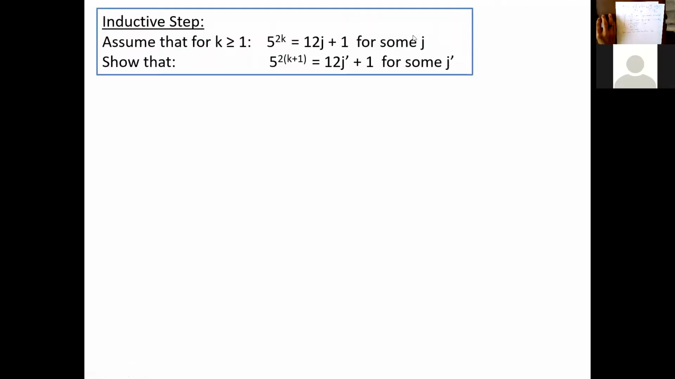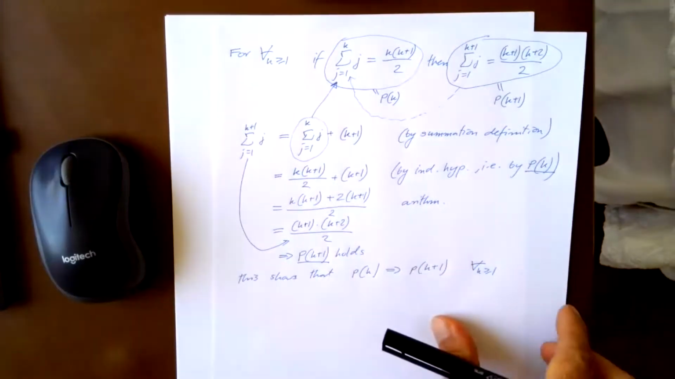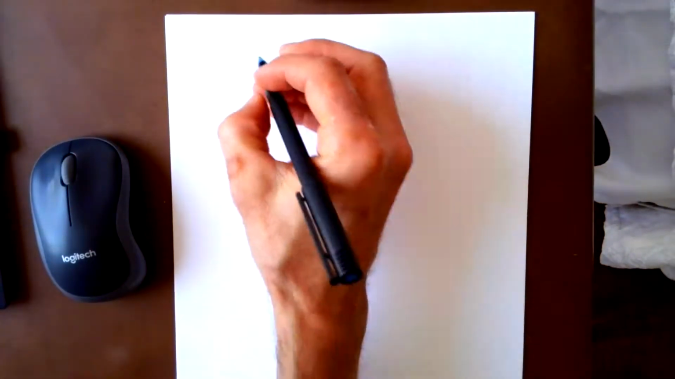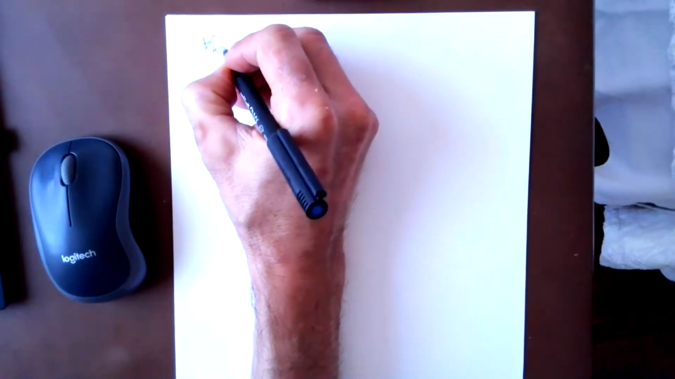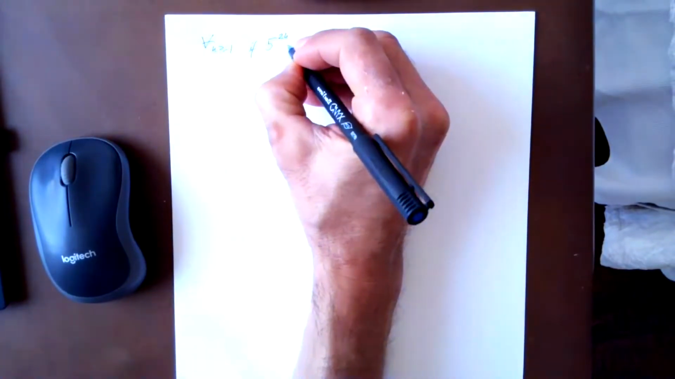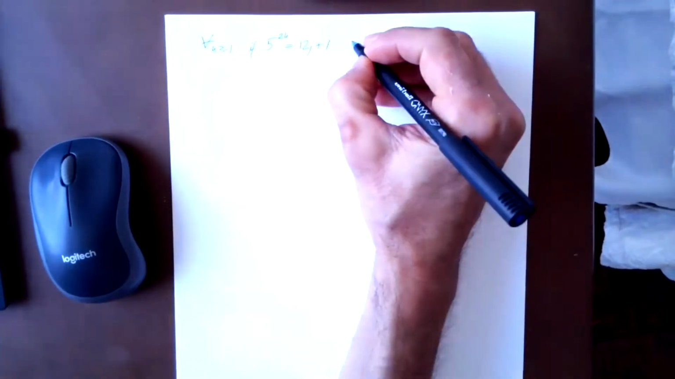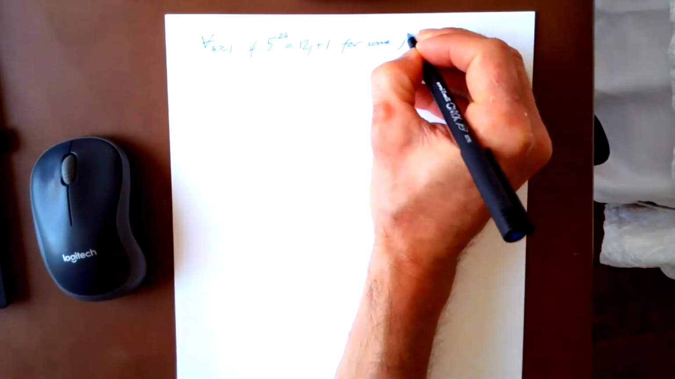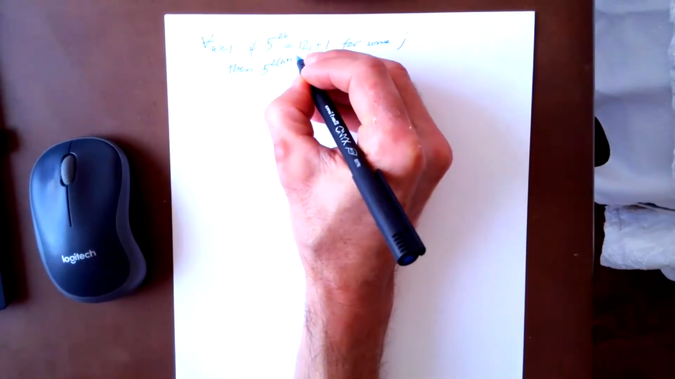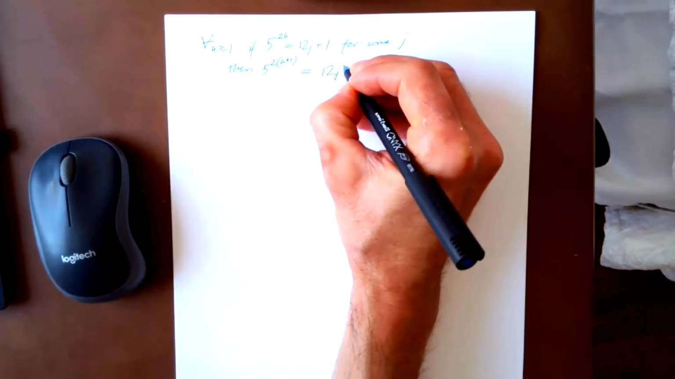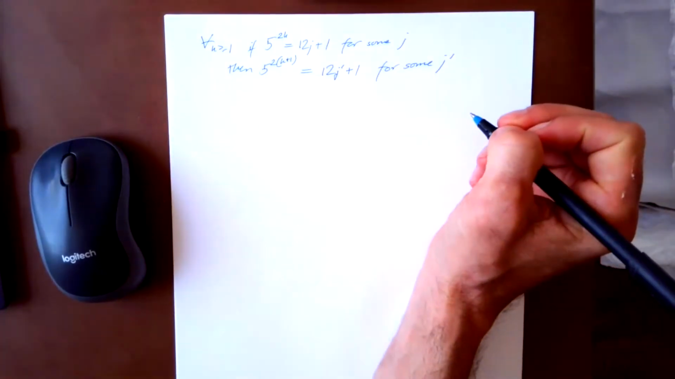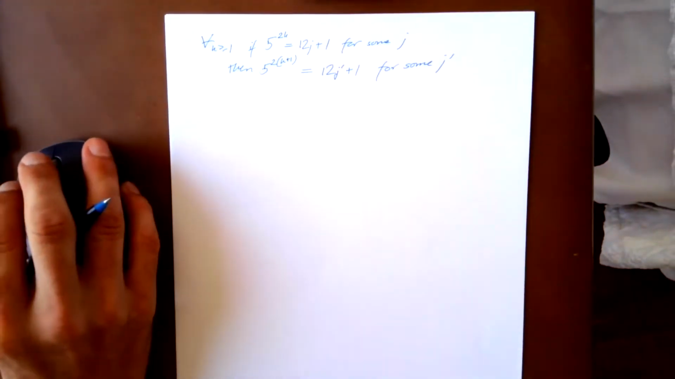Okay, so now again I will stop here, and so I have the page. So again, what was I proving? That for all k greater than 1, if 5 to the 2k equals 12j plus 1 for some j, then 5 to the 2k plus 1 equals 12j prime plus 1 for some j prime. Okay, let's see. All right.